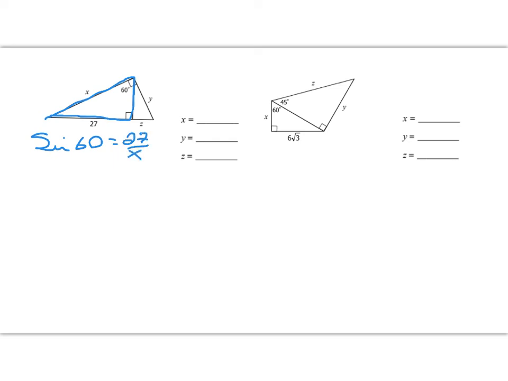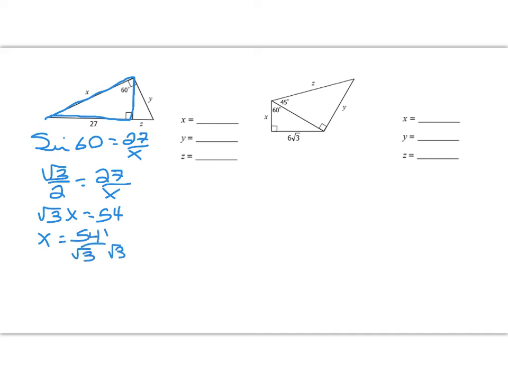And the sine of 60, 0, 30, 45, 60 is the square root of 3 over 2 is equal to 27 over x. So the square root of 3 x equals 54. So x equals 54 over the square root of 3. Multiply by the square root of 3. 54 square root of 3 all over 3. And 3 goes into 54.